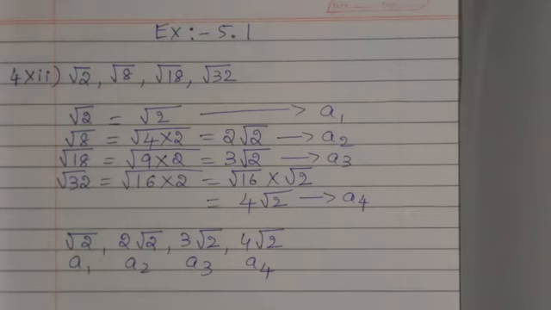Here we have to find whether the given series is in AP or not. If it is in AP, then we have to find the next 3 terms. To find that, if the difference between the 2 succeeding terms is the same, that is A2 minus A1, A3 minus A2 and A4 minus A3 is the same, then we can say that the given series is in AP. So let's start.